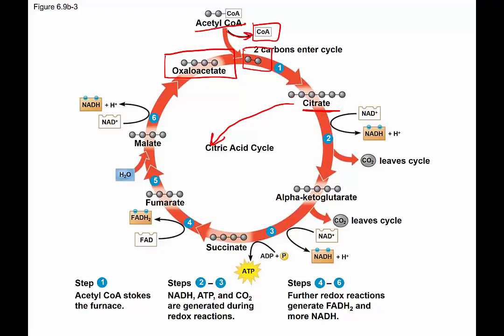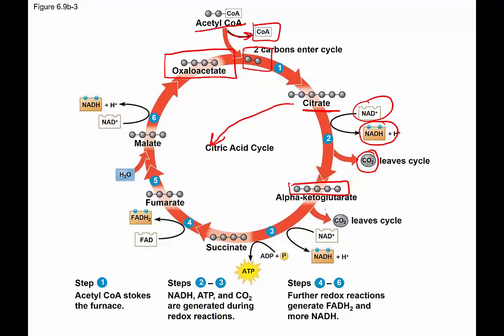In step 2, we have a reduction of NAD+ to NADH, and we also have carbon dioxide leaving. So just like in pyruvate oxidation where we had carbon dioxide leaving and that pyruvate, which is 3 carbons, being turned into 2 carbons, here we have a 6-carbon molecule with a carbon dioxide leaving, and that molecule is now 5 carbons long. So again, when the carbon dioxide leaves, we're removing 1 carbon from the molecule we're looking at. So here that 5-carbon molecule is alpha-ketoglutarate.